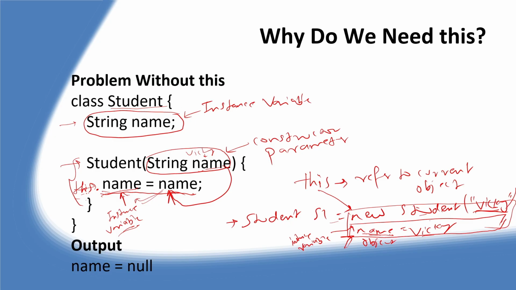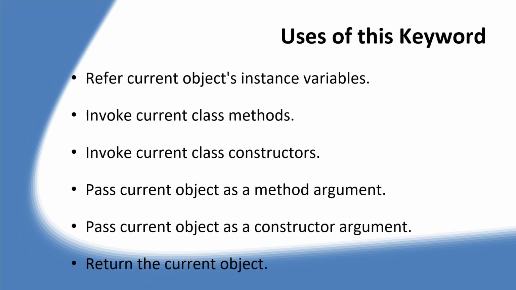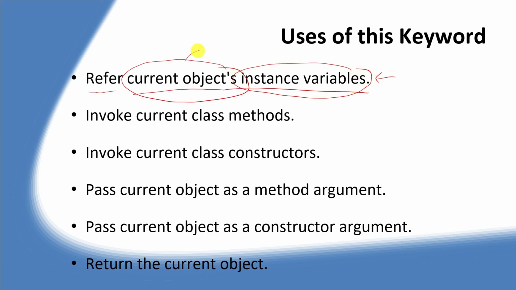Okay. Let's see the uses of the this keyword. In different contexts, we use the this keyword. So what are those contexts? First, this refers to the current object's instance variable. Just now we have seen it. Okay, student, what was the object? Student. What was the instance variable? Name. So for this context, we have used the this keyword.